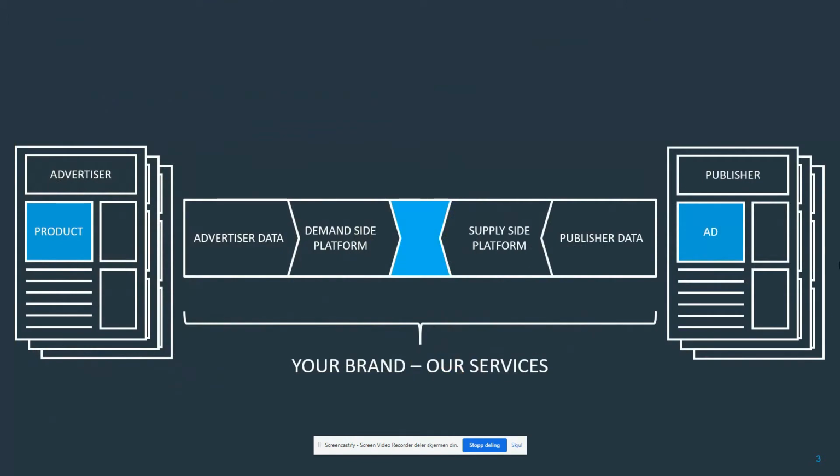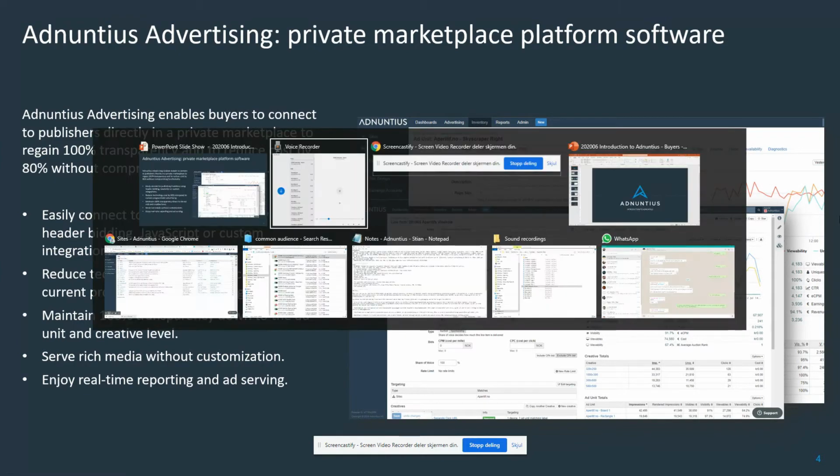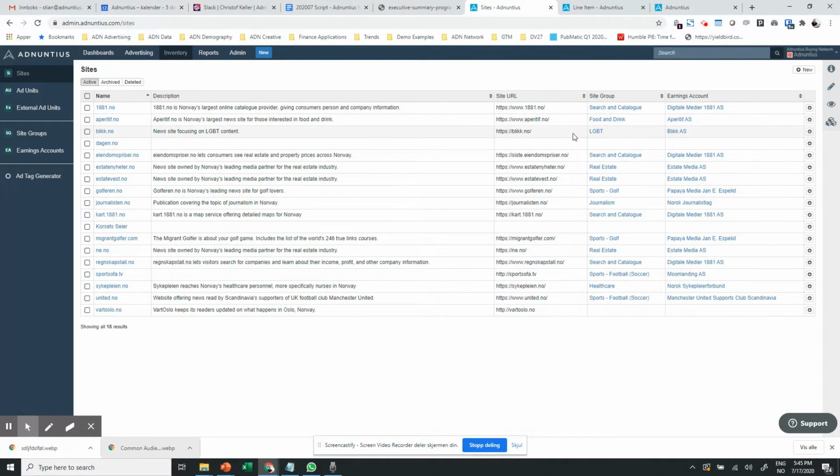Adnuntius delivers private marketplace software that can be white-labeled, meaning that the brand will be yours while we deliver technology. Adnuntius Advertising is a private marketplace software that enables you to connect to publishers directly and regain 100% transparency and to reduce cost by as much as 80% compared to programmatic advertising. You can easily connect to publishing inventory using header bidding, JavaScript, or other connection methods.